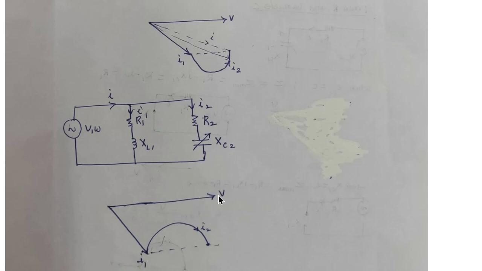This dotted line indicates the vector position. So adding I1 and I2 will give us I at any point of time. So this is the resultant current I. Similarly, for different values, we get different I. Depending upon I2, I will vary.